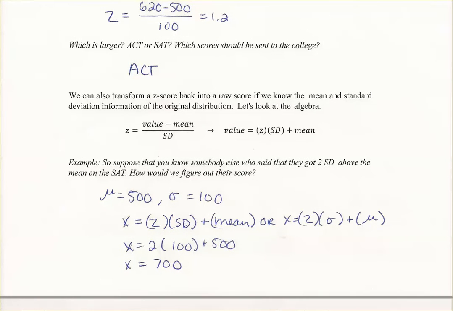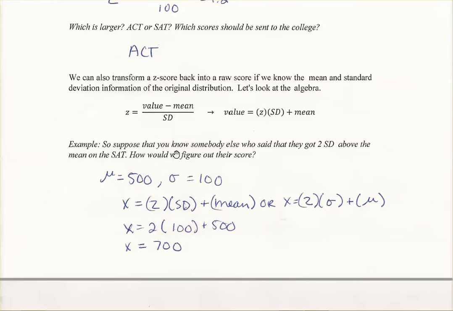We can also transform a Z-score back into a raw score if we know the mean and standard deviation of the original distribution. So here is the actual algebra. If this is how to find a Z, then to find the value, you would just manipulate it. We're trying to find the value, so that means we would multiply by the standard deviation on both sides, so that we could cross it out on this side. Then we'll be left with value minus mean equals Z times standard deviation. For that one, we would then add the mean on both sides, so that we could cancel it out on this side, and we get value is equal to Z times standard deviation plus mean.